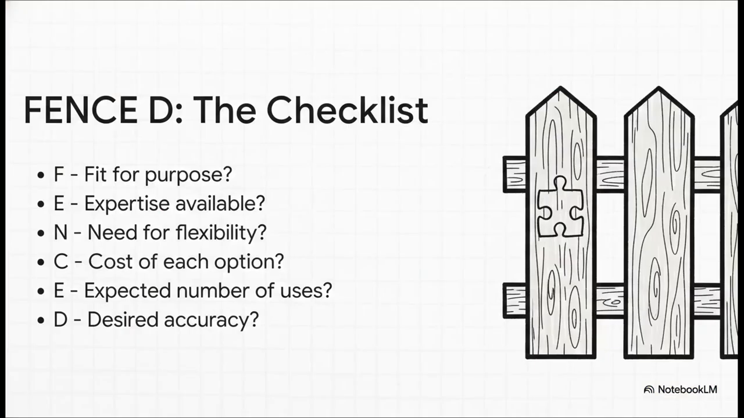So what are the posts in this fence? What's the checklist? First, F. Is this model really fit for my purpose? E. Do we actually have the expertise here to use it? N. Do we need it to be flexible for the future? C. What's the cost? Always got to ask about the cost. The second E. What's the expected number of uses? Is this a one-off or a daily thing? And finally, D. What's the desired level of accuracy? Good enough or absolutely perfect?